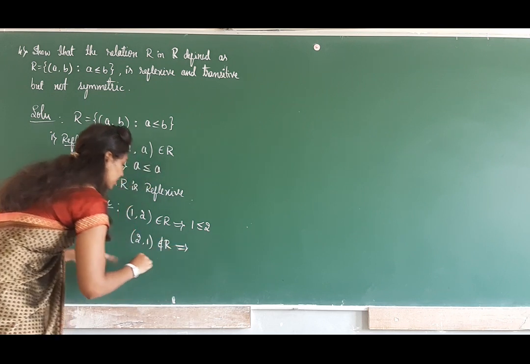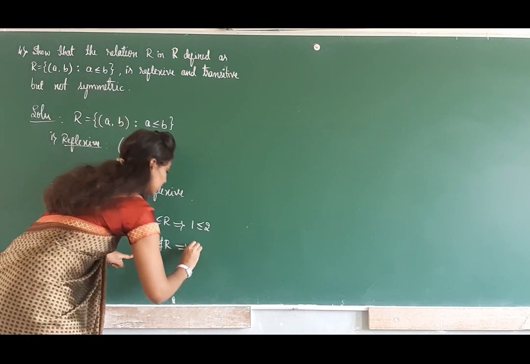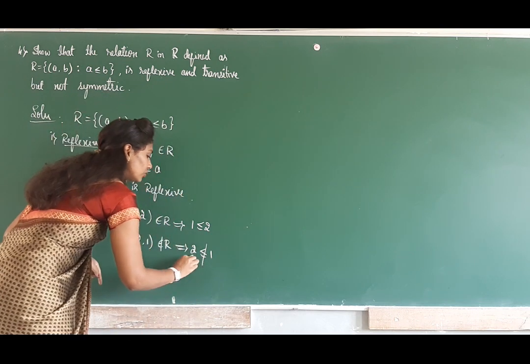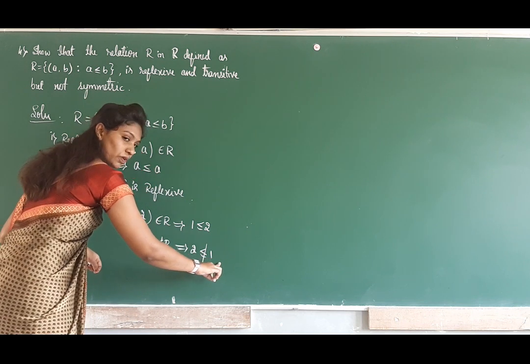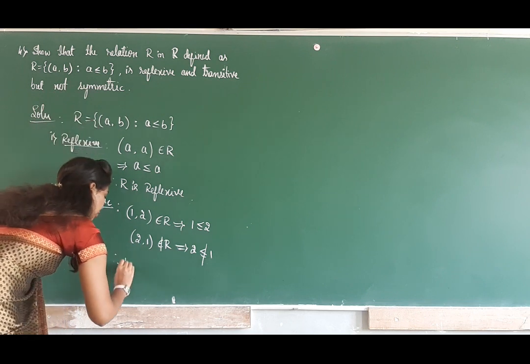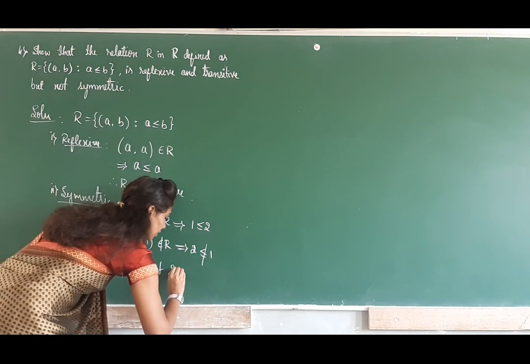This implies the condition is A is less than or equal to B, that is, 2 is less than or equal to 1. Is it true? No. 2 is not less than or equal to 1. Therefore, (2, 1) does not belong to R. Therefore, R is not symmetric.